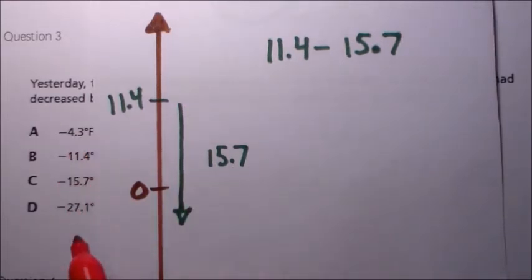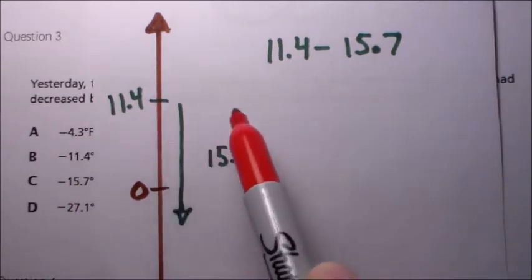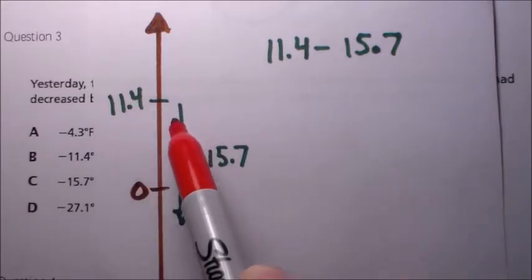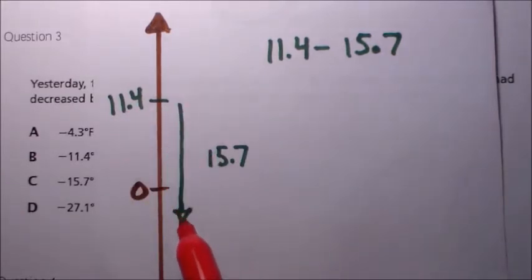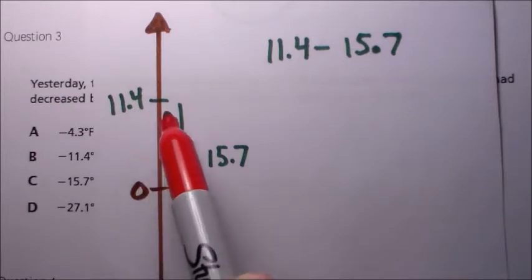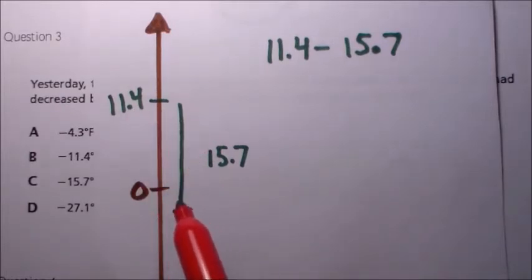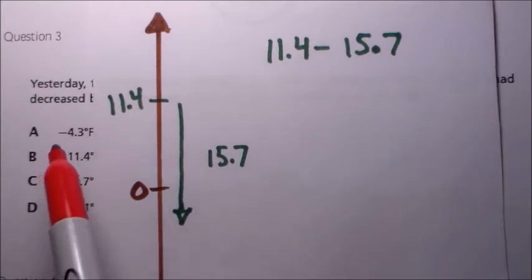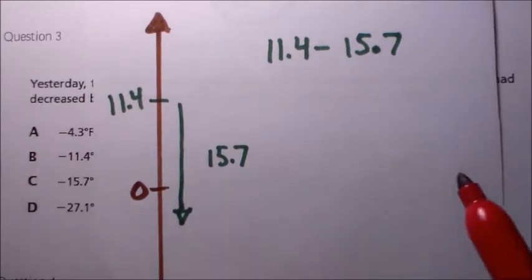If you look at your answers, well, what could it possibly be? You know the answer is going to be negative, right? Because it goes 11.4 minus 15.7. 15.7 is more than 11.4, but just by a little bit. So the answer is going to be just a little negative, and you can use estimation to be pretty confident it's going to be A.